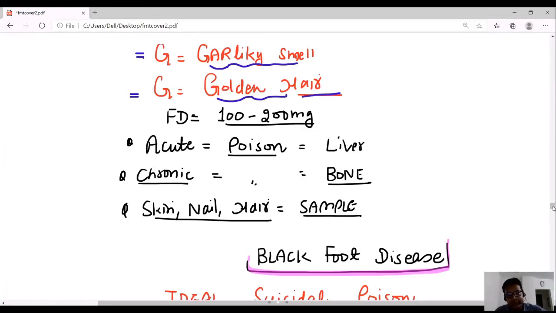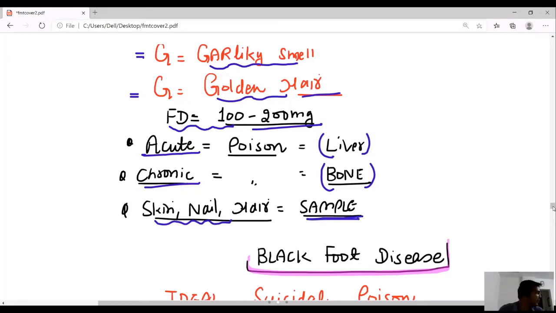Fatal dose of arsenic is 100 to 200 milligram. In acute poisoning, arsenic goes to the liver. In chronic poisoning, arsenic goes to the bone. Skin, nail, and hair are also very good samples for arsenic. Arsenic causes a disease known as black foot disease.